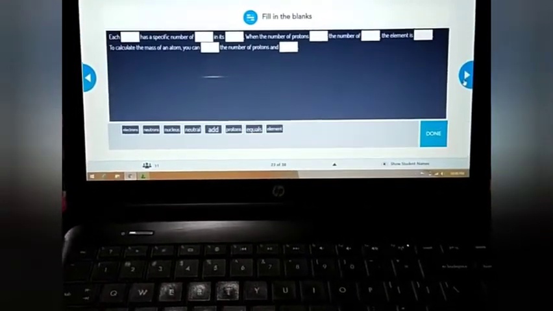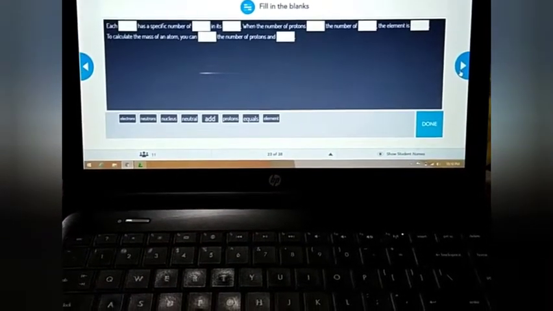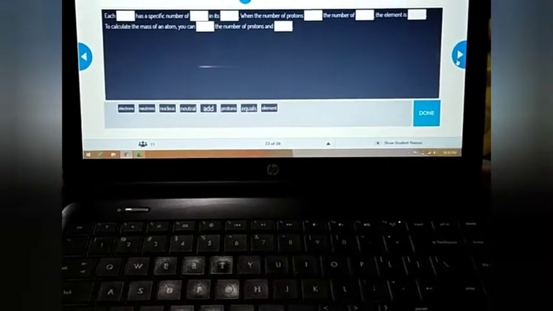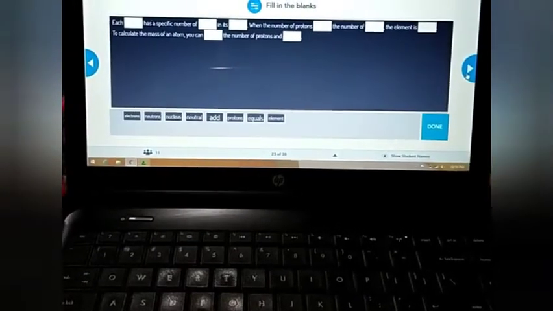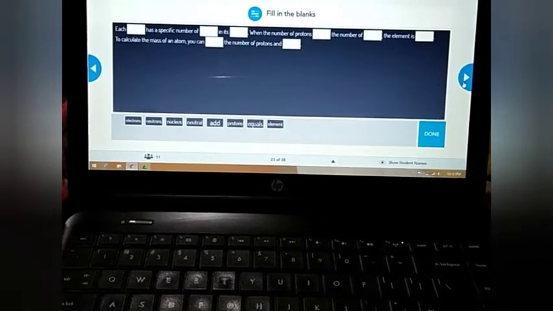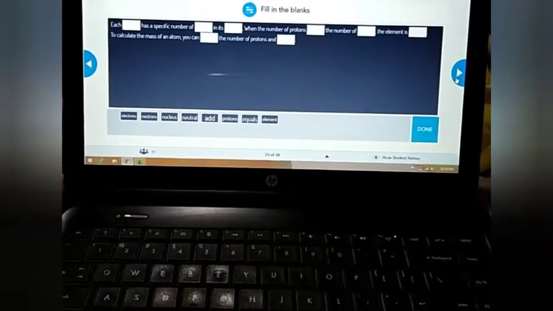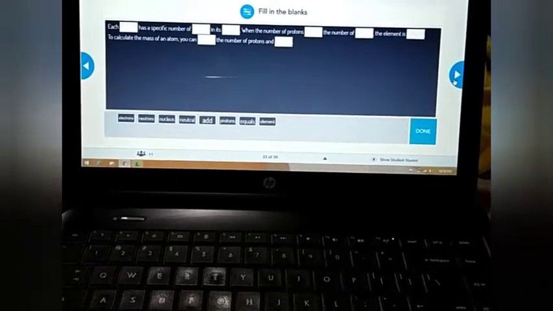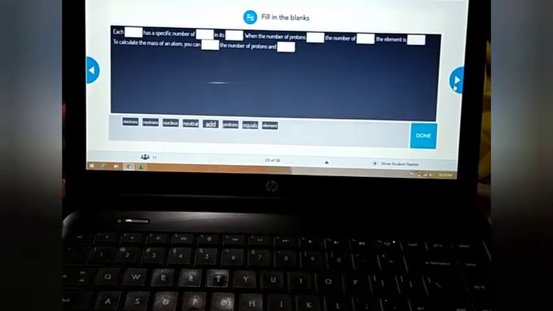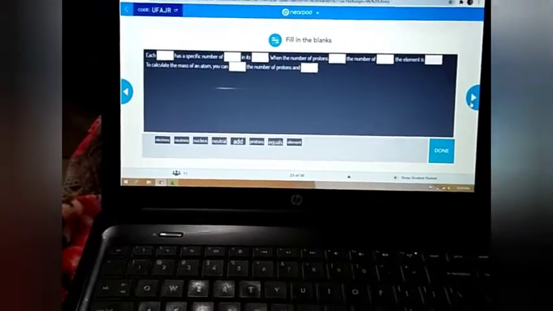Okay, so here the answers could be: each element has a specific number of protons in its nucleus. When the number of protons equals the number of electrons, the element becomes neutral. To calculate the mass of an atom, you can add the number of protons and neutrons in an atom. Alright?